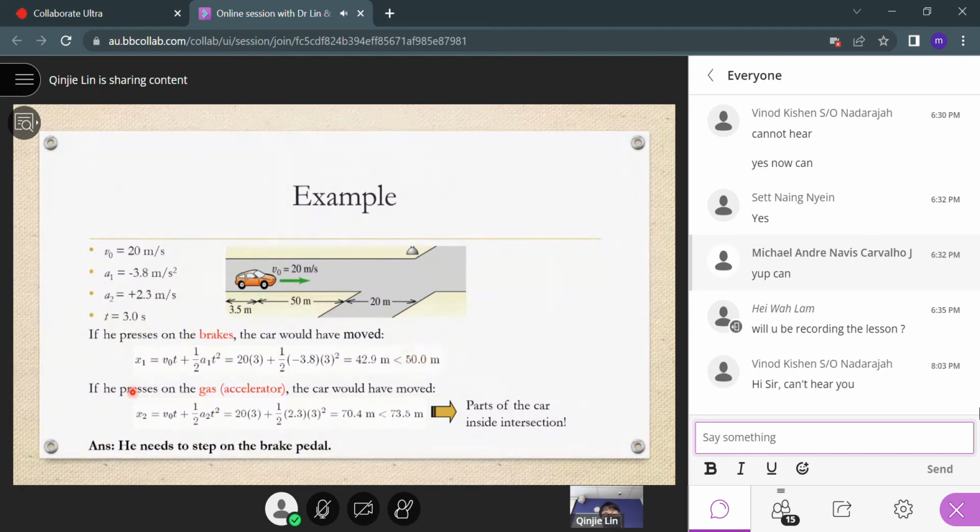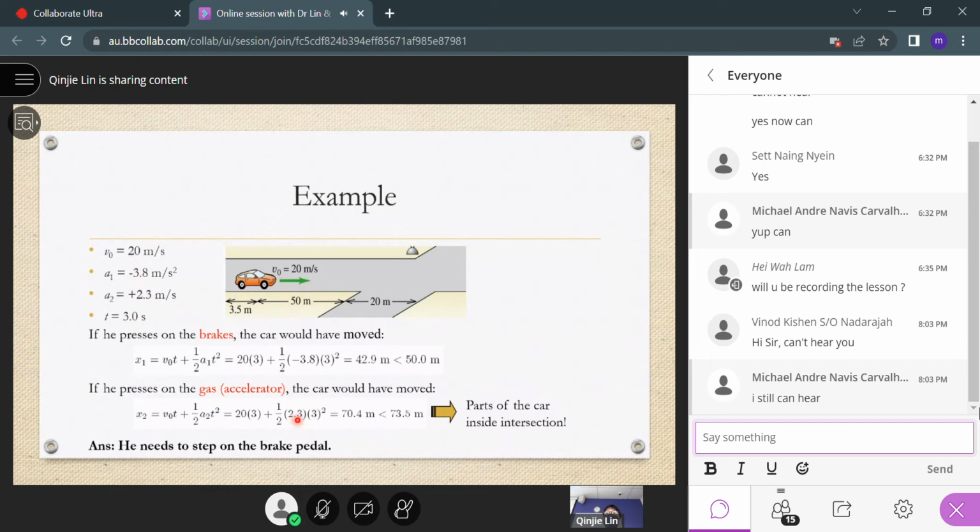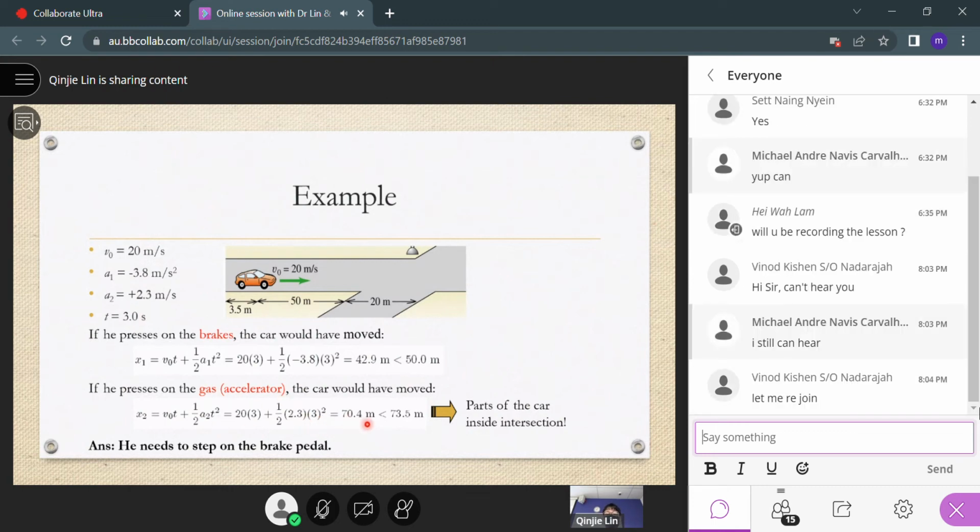Okay, but let's look at another scenario. If he presses on the gas, that means he accelerates. The car would have moved... Then you use the same equation because you have the same values, right? So this is also S equals to UT plus half AT squared. You put in the values, but now instead of minus 3.8, you'll be using 2.3. That's the acceleration. Okay, so if you work out this equation, you are going to get 70.4. That means from this point, he will be at 70.4 meters later.